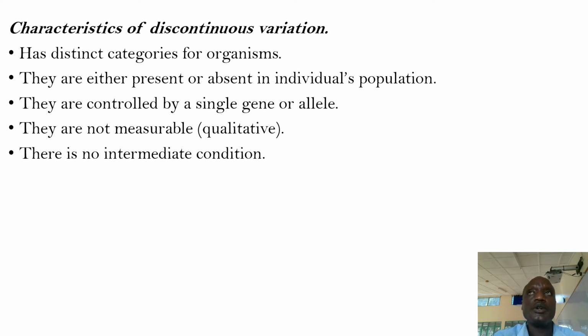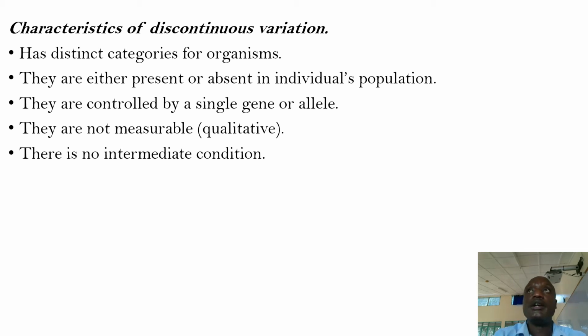This is true. Remember we have talked about polydactyl, the extra fingers, the extra toes. Once you move from one population to another population, you could find, in some population, individuals who have such abnormalities, but others don't. So that's why they say most of the features of discontinuous variation are either present in a population or absent. Discontinuous variation is controlled by a single gene or allele.